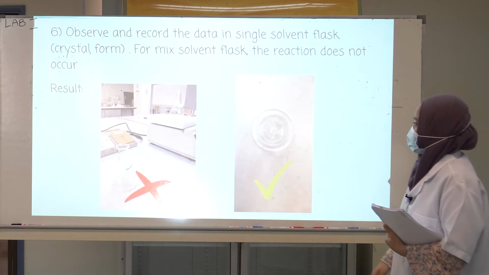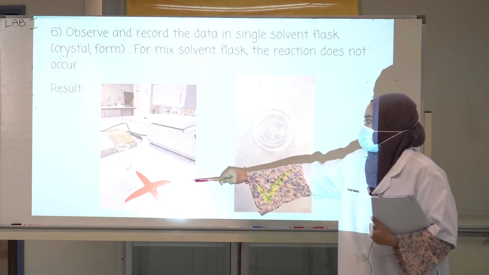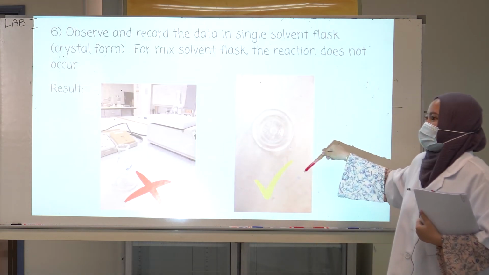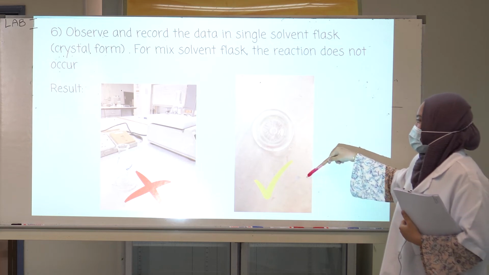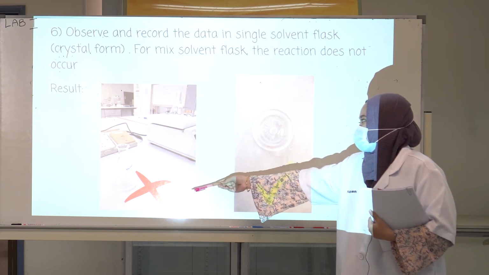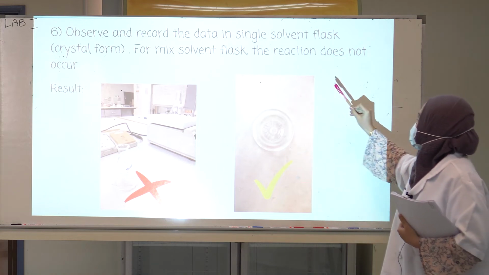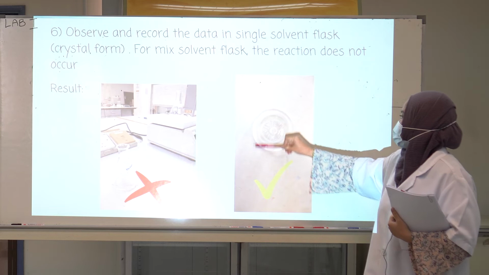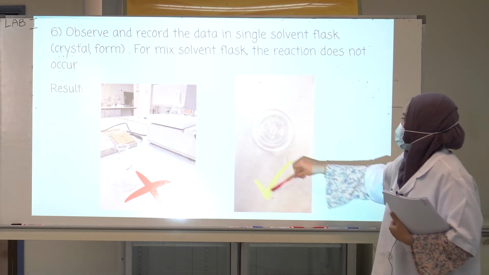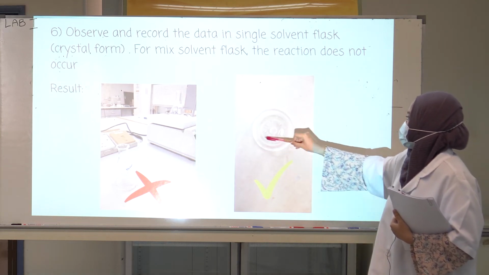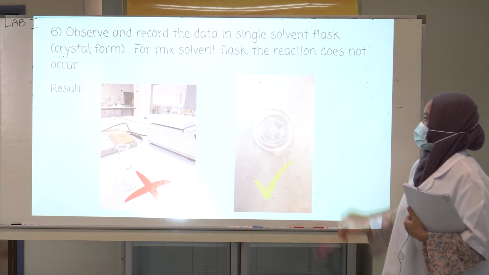And before that, this is our group's result, while this is the opposite group's result. Our group did not get the final result, while the other group did. So this is what we supposedly get, where there will be crystals formed here.